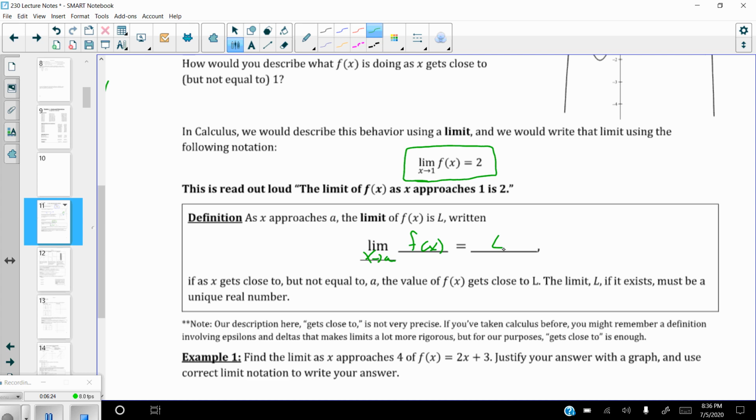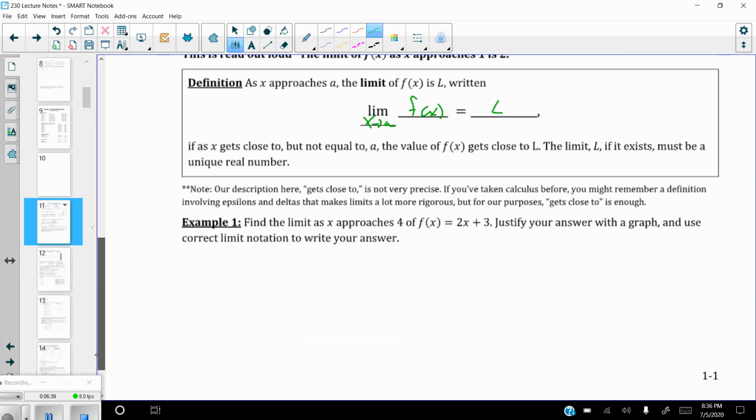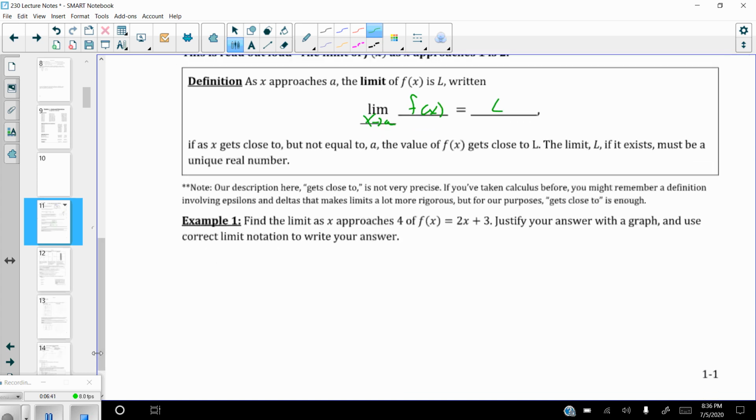Okay, and in the note there it says our description here is "gets close to." It's not a very precise definition. If you have taken calculus, it's done more rigorously through calculus. But for our purposes, "gets close to" is probably the easiest way to define a limit. All right, so let's just do some examples, because this is probably the easiest way for you to figure this out. Find the limit as x approaches 4 of f of x equals 2x plus 3. Justify your answer with a graph, and then use correct limit notation to express your answer.